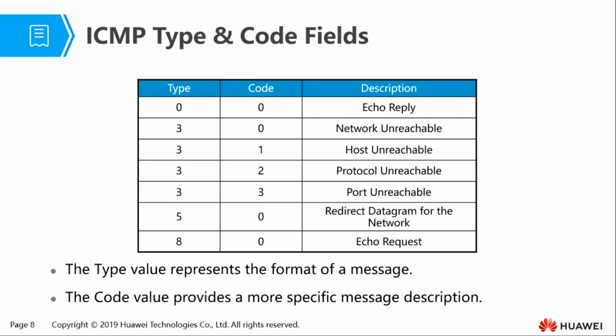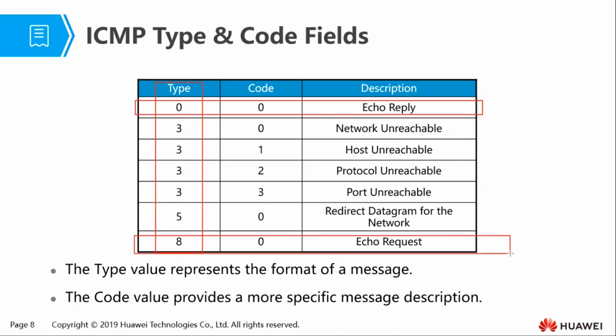So these are the particular messages, and these are the types. We have type 0, type 3, type 5, and type 8. Let's look first at type 0 and type 8, which are the easiest. These are used for the ping application: echo request and echo reply. If you send a request and get a reply, we say that the ping has been successful. The other end is reachable.